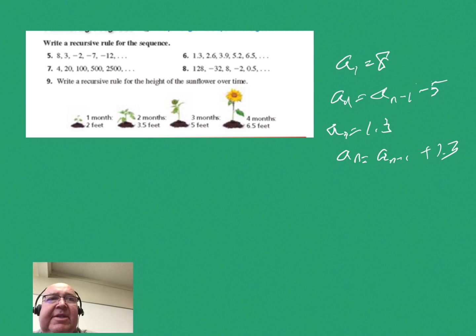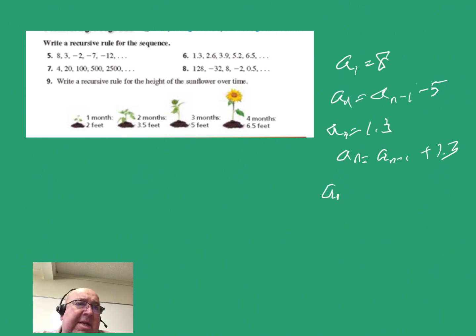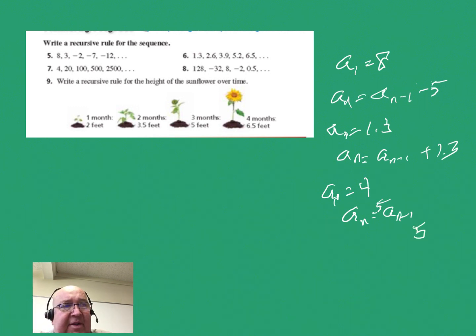We'll do 7 and 8. So 7, our first a1 is equal to 4. We're multiplying by 5, so any term that I want to find, I'm going to go to the one that I know and multiply by 5. Let me rewrite that. 5 a n minus 1. I didn't need to do the parentheses either, but I did.